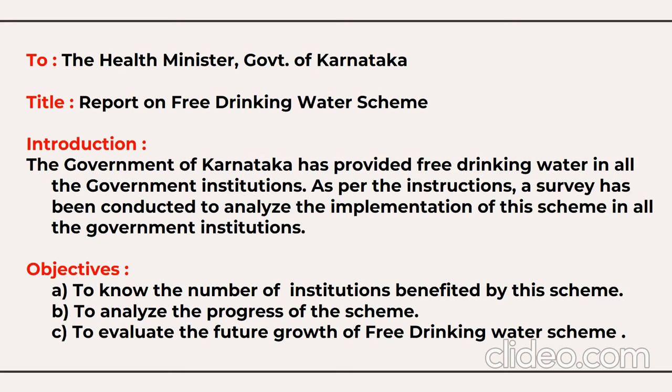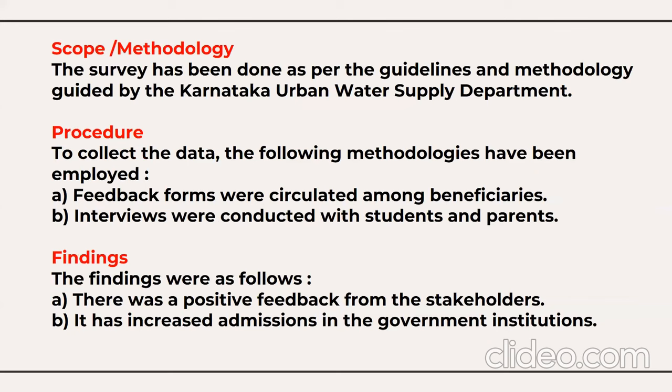Objectives: to know the number of the institutions benefited by this scheme, to analyze the progress of the scheme, to evaluate the future growth of the scheme. Next point, scope or methodology. The survey has been done as per the guidelines and the methodology guided by the Karnataka Urban Water Supply Department. Procedure. To collect the data, the following methodologies have been employed: feedback forms or the interviews.